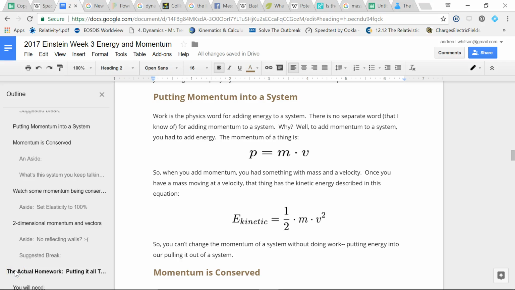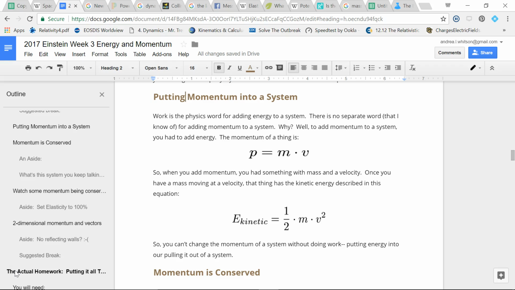Okay, the next part of our homework starts with putting momentum into a system. So the overall momentum in the system is going to change. This is really where we add energy to the system, and putting momentum into the system is done when we add energy. If you were going to try to just add momentum to a system, you can't without adding energy. So when you try to add momentum to a system, you are adding energy.